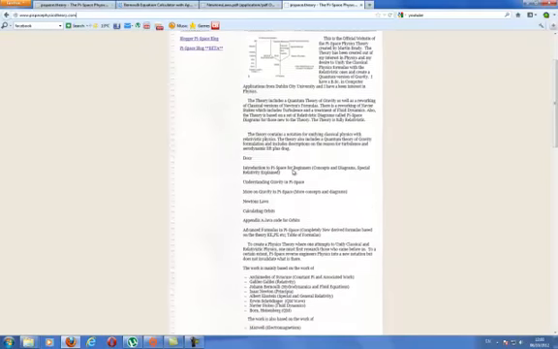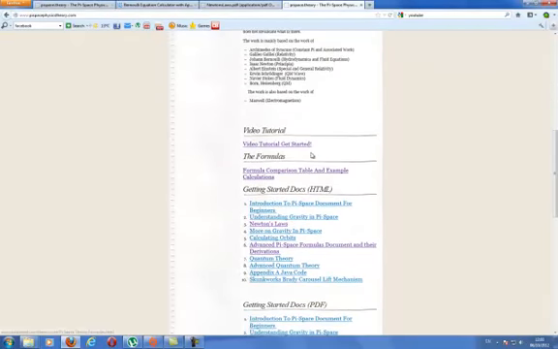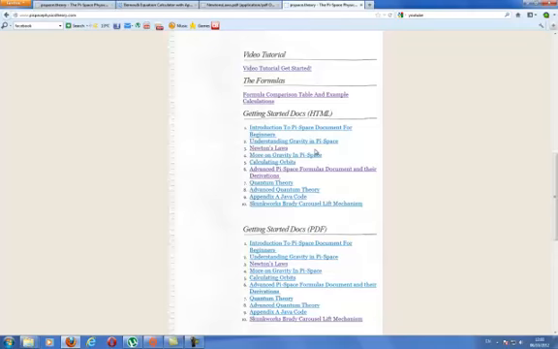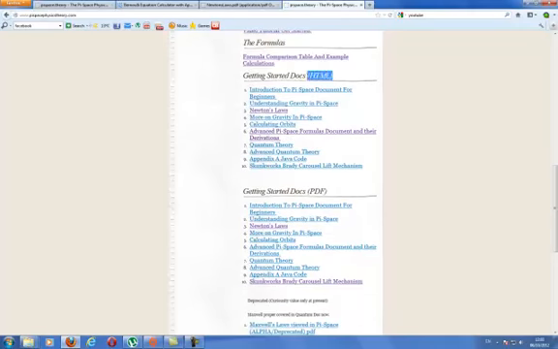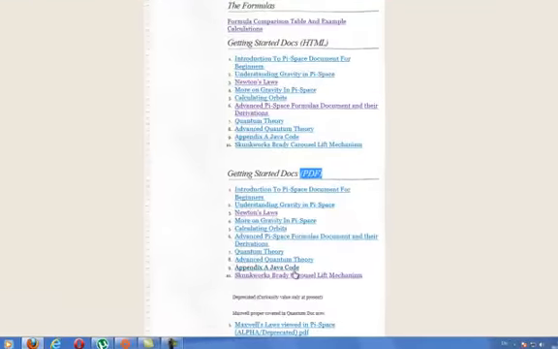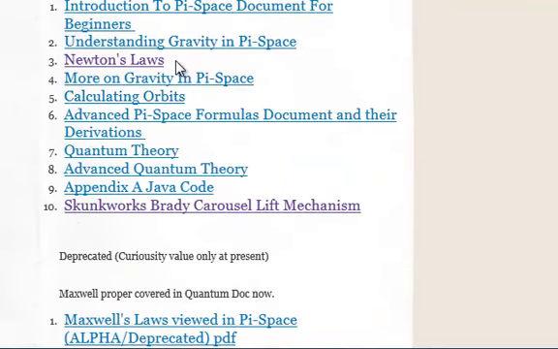Now, in the documentation for the actual theory, I have an HTML section and a PDF. They're essentially the same versions of the documents, but one is in HTML and the other is in PDF. And the document I'm going to describe now is the Newton's laws document here.